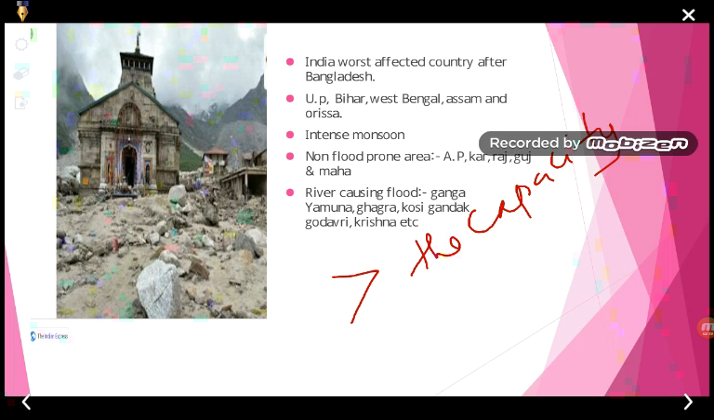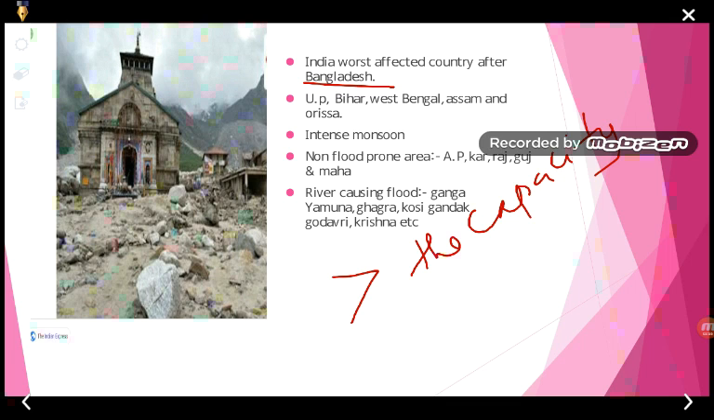So you can say that the flood is one of the natural disasters, and in this disaster most part of the earth, or a part of the earth, is under the water for a few or several days. And you know that India is mostly affected by flood, and a country like Bangladesh. India is the worst affected country after Bangladesh. So Bangladesh is again a flood prone area.